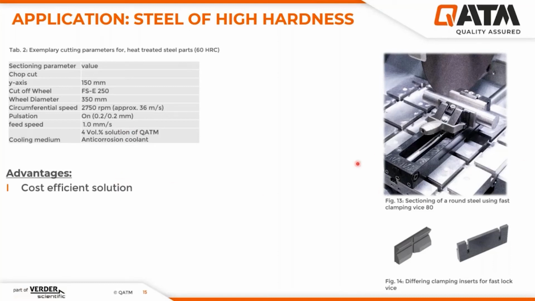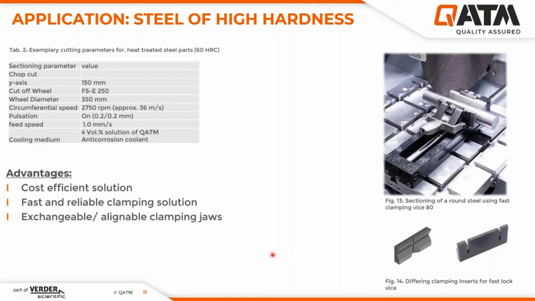This clamping solution is quite versatile and cost efficient, especially in case of the clamping vise 80, which allows the adjustment of these clamping inserts in this and this direction, as well as the exchange of differing clamping inserts for the fast clamping vise. If we want to ignore this pulsation because we want to have a higher sample throughput, we have to slightly lower the feed speed to maintain a good cut quality.